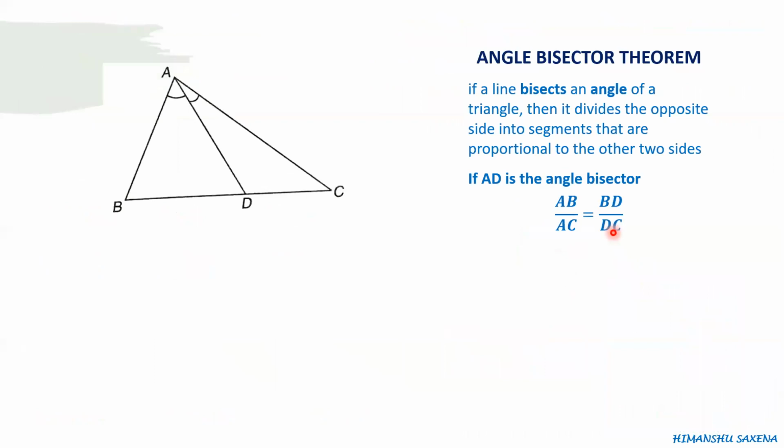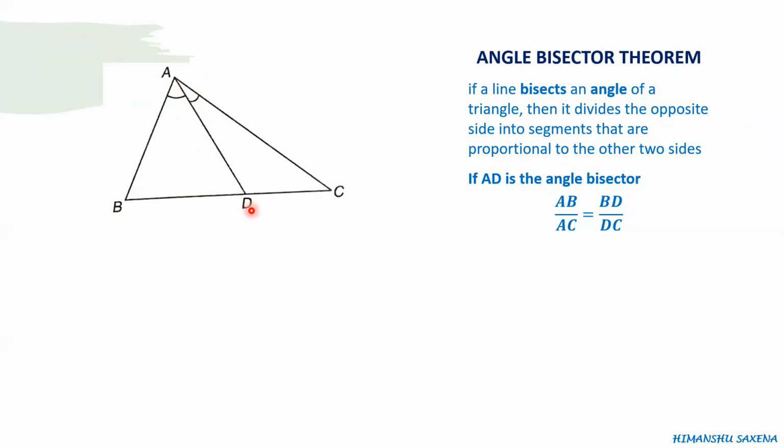Now let's look at the angle bisector theorem. First of all, let us understand what an angle bisector is. In a triangle, if a line segment divides an angle equally, so this angle A is divided by this line segment AD, then AD is called the angle bisector, because it is bisecting angle A, dividing it into two equal parts. So this particular angle is equal to this particular angle. In that case, AD is called the angle bisector.